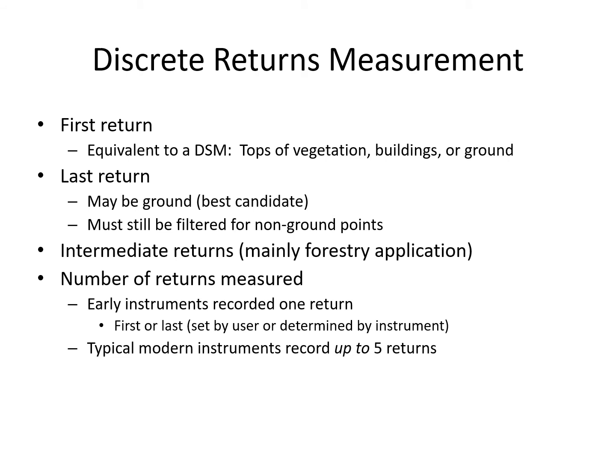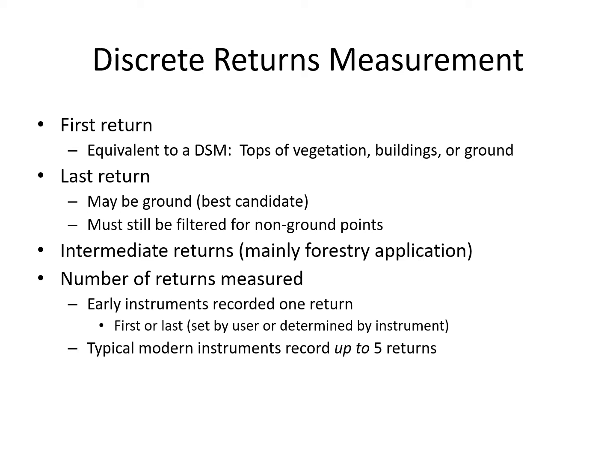When we talk about a first return, we're talking about a digital surface model. This is the top of vegetation, buildings, or in some cases the ground. The last return may be the ground. It's usually your best candidate for the ground, but it's still got to be filtered for non-ground points. So you have to take out buildings and roads and fire hydrants and people and dogs and cows and potholes and whatever else. Intermediate returns are primarily only used in forestry as a means of evaluating timber stands.